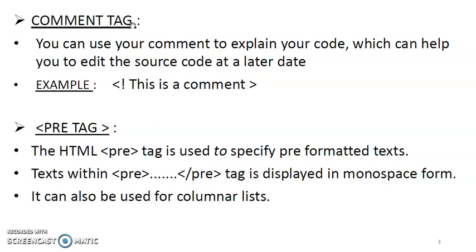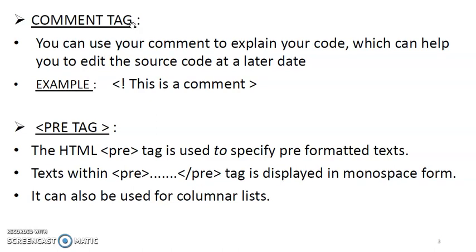And the second thing about the pre tag is what? It is a monospace type. Now what is the meaning of monospace type? It has the same width for each character. Okay. What is the meaning of monospace? It has the same width for each character. So the text within the pre is displayed in a monospace form. So it can also be used for a columnar list.